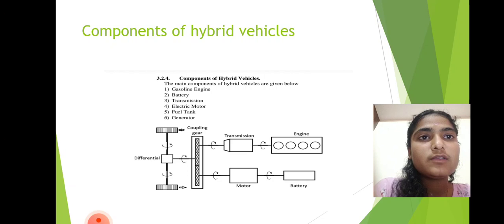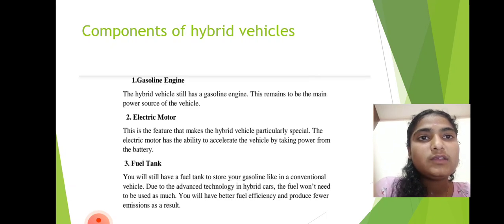Then comes components of the hybrid vehicles. The main components of hybrid vehicles are gasoline engine, battery, transmission, electric motor, fuel tank, generator. These are the components of the hybrid vehicles. Gasoline engine: the hybrid vehicle still has the gasoline engine. This remains the main power source of the vehicle. Then comes the electric motor. This is the feature that makes the hybrid vehicle particularly special. Then comes the fuel tank. You still have a fuel tank to store your gasoline like in a conventional vehicle.